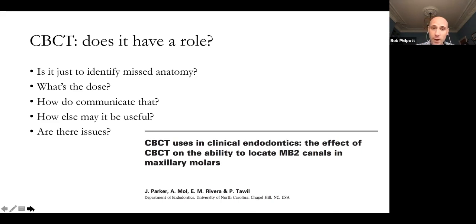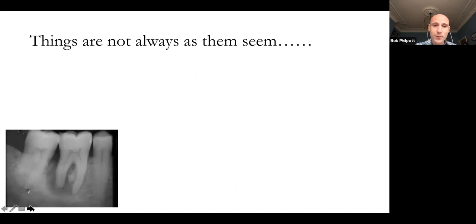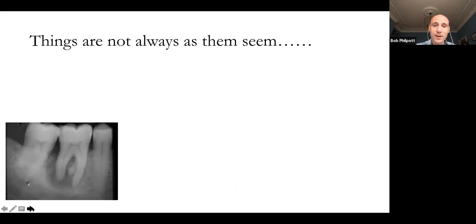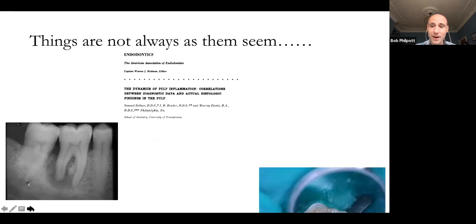But you've got to get in, you've got to instrument it, you've got to get down as far as you can, and you've got to understand its Vertucci classification as well. And one other thing I would say about access is things are not always as they seem. So if a tooth looks like that and you access into it, remember, you're not always going to see a necrotic pulp, a nice dark space with nothing in there and get the characteristic smell.